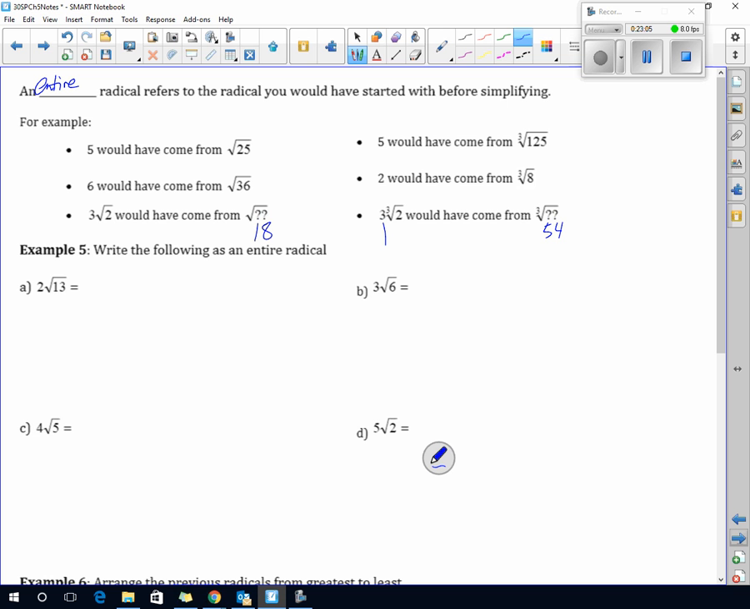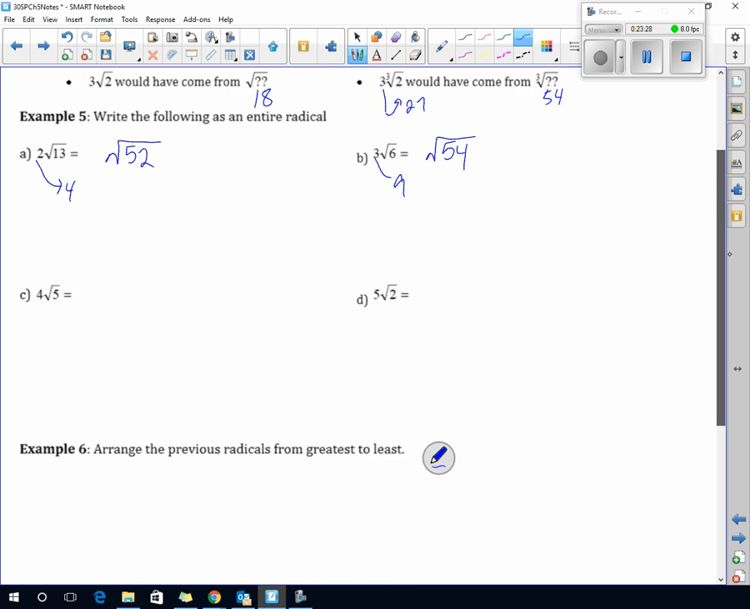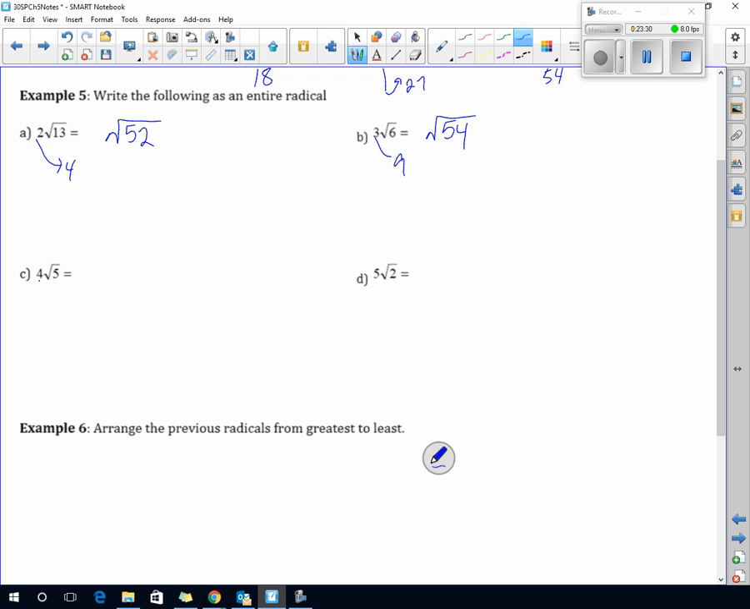So this becomes a 4, so we get root 52. This becomes a 9, so we get root 54. Okay, continuing, 4 squared would become a 16. 16 times 5 would be root 80. 5 would get squared. 25 times 2 is root 50. Did everybody get that? So now we're going to arrange it from greatest to least.